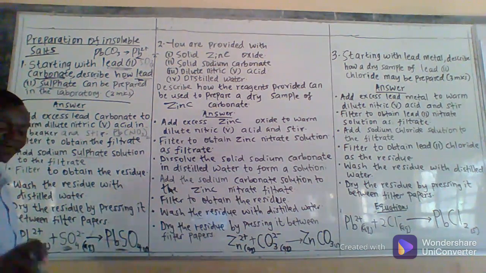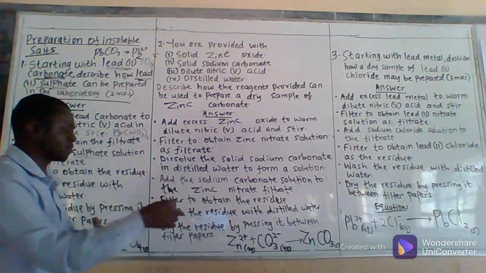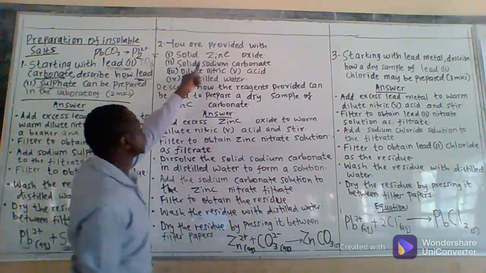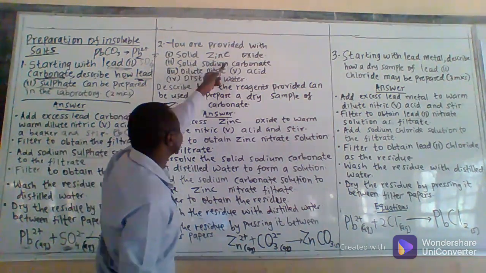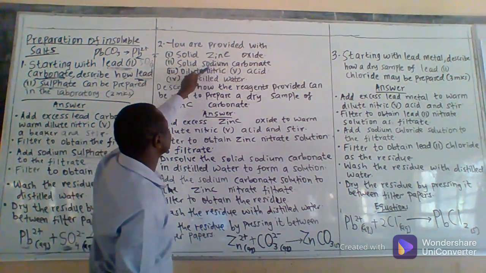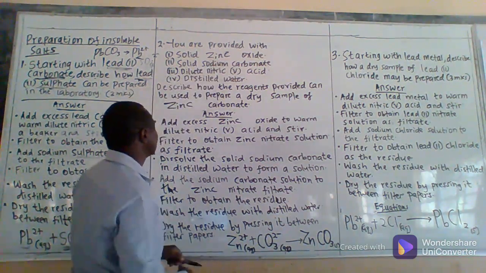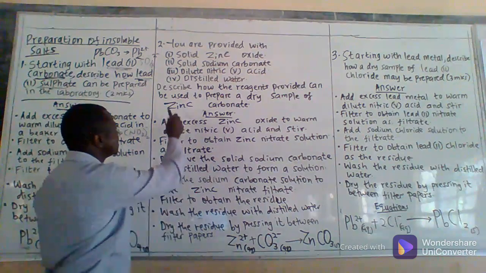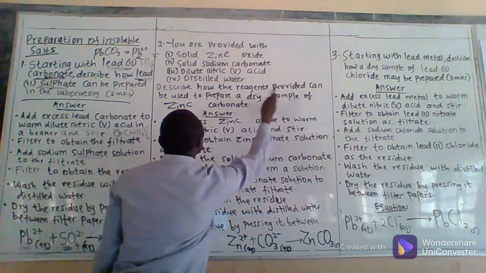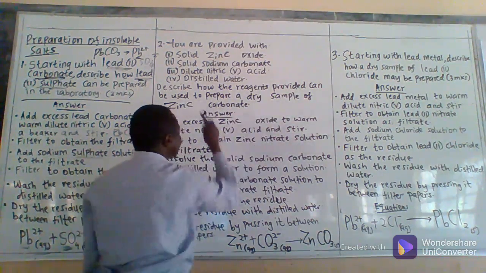Suppose now you have a different question. Let me show you another question for further understanding. If you are provided with solid zinc oxide, solid sodium carbonate, dilute nitric acid and distilled water, and you have been asked to describe how the reagents provided can be used to prepare a dry sample of zinc carbonate.